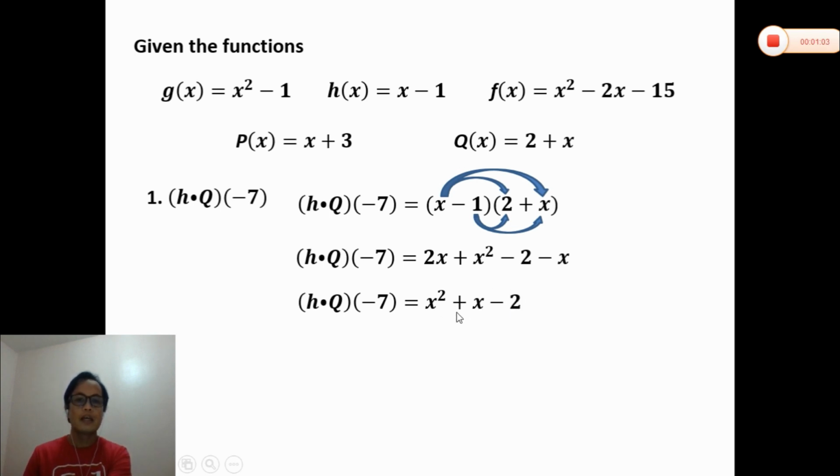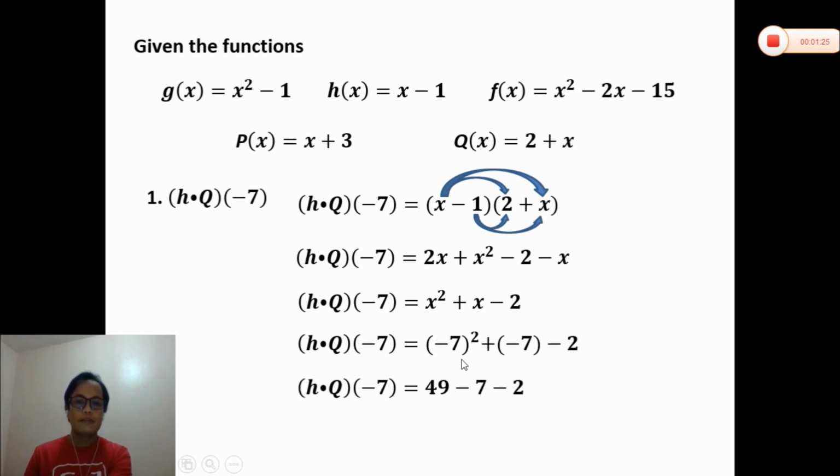Then afterwards, since we have the domain negative 7 here, we need to evaluate this function using negative 7. So the resulting equation now becomes negative 7 quantity squared plus the value of x, which is negative 7, minus 2. Then the square of negative 7 is positive 49. Then positive times the negative is negative. So that is negative 7, negative 2.